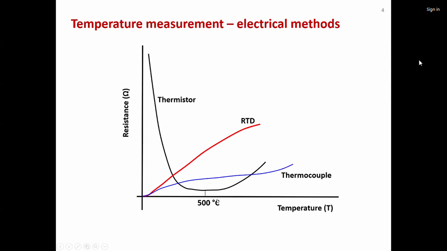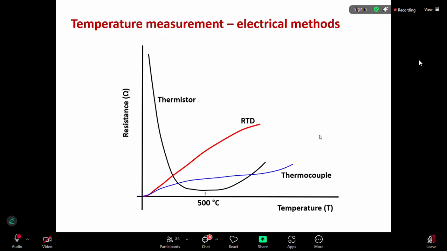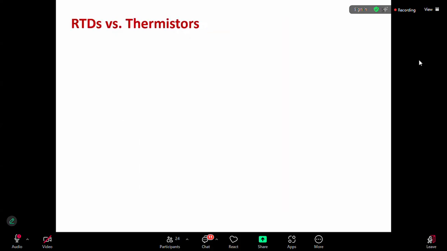of the thermistor at a higher temperature. So I just wanted to add to our discussion. We said that the resistance of RTDs increases with increase in temperature, whereas thermistors decrease with temperature. So we just look into the mechanism.